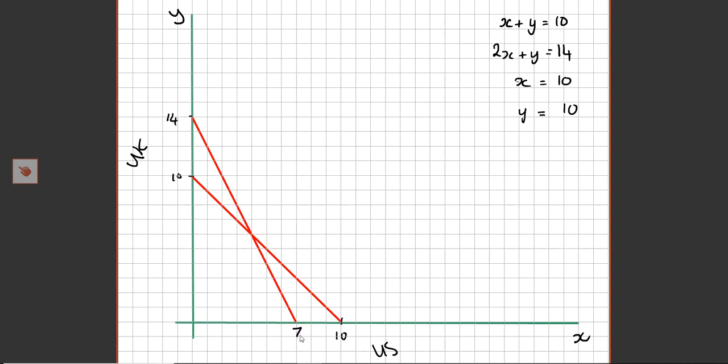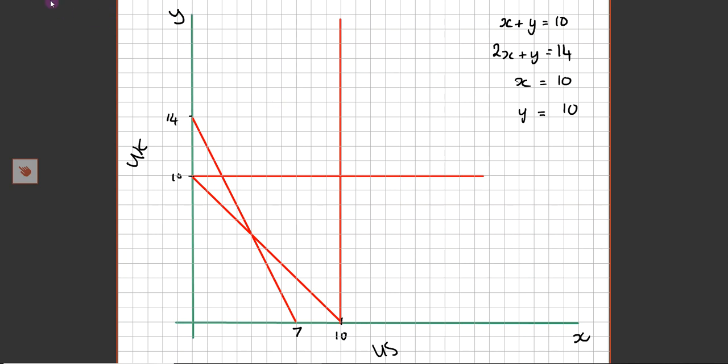That makes sense to people? Then I need my x to be equal to 10, so I can put that in. That's nice. And y equals 10. So I've got that constraint there. All right. Now I just need to shade in.